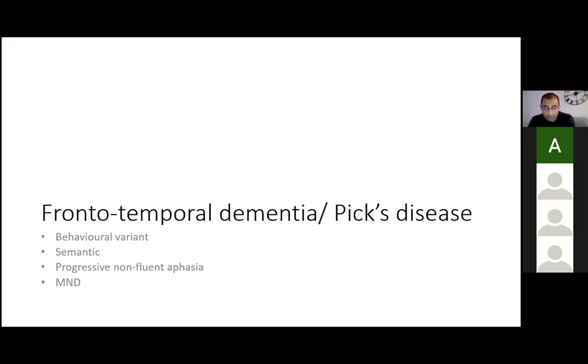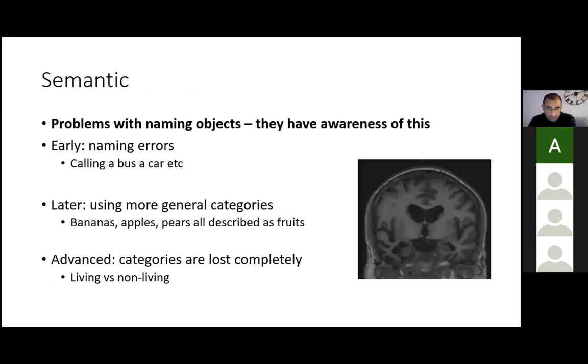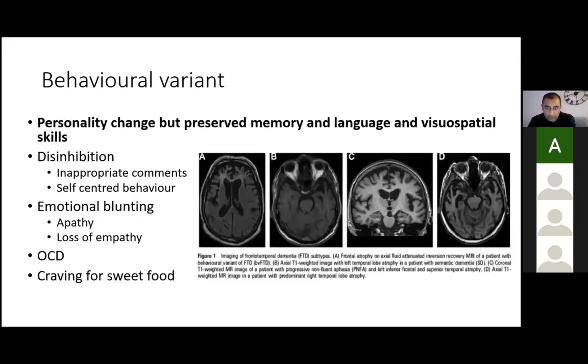And then you've got frontotemporal dementia, or Pick's disease, with different types. So you've got your behavioural variant, where they initially start off with personality change, but they have preserved memory and language and visual spatial skills. So they get disinhibition, emotional blunting, obsessive compulsive behaviours, craving sweet food. That mainly is when it involves the frontal lobes, so the inferior frontal lobes.